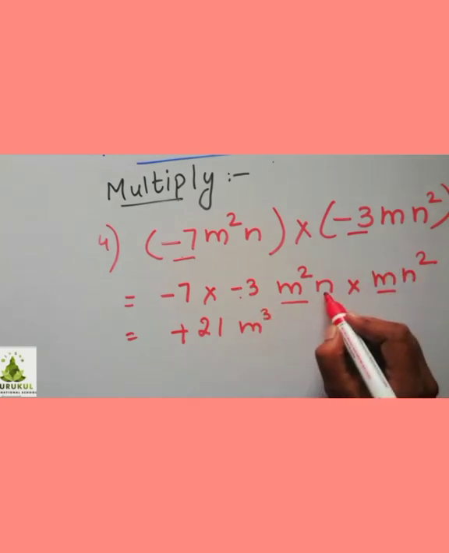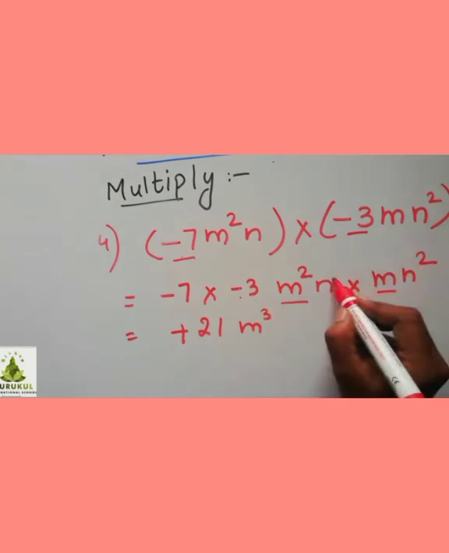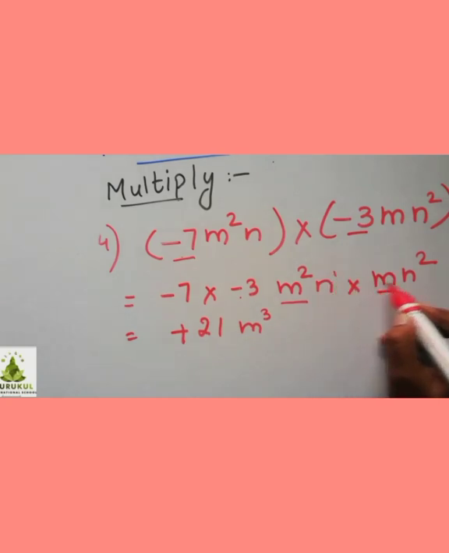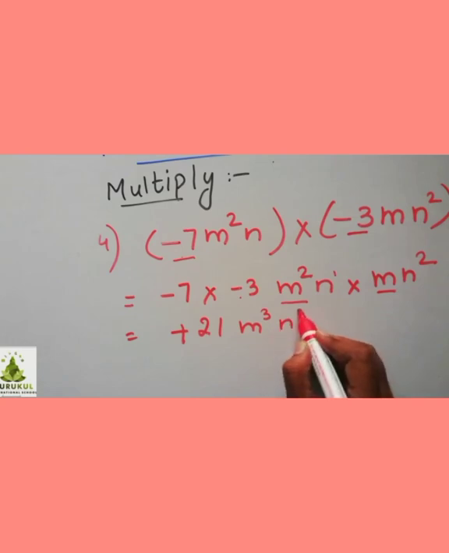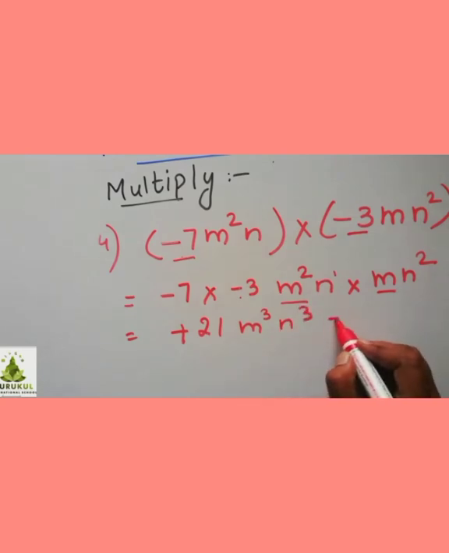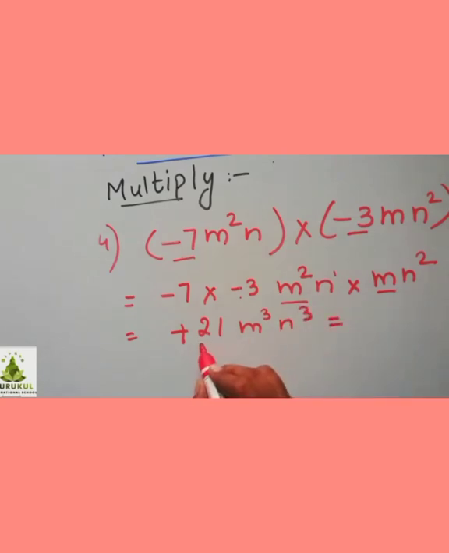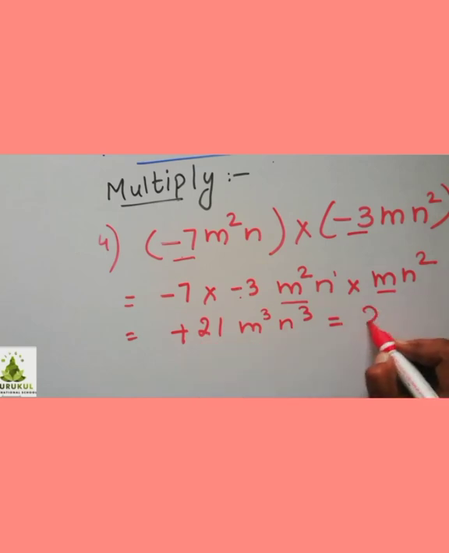Is it clear? Now n into n square. N means n raised to 1. So n into n square is n cube. Is it clear? So the final, even if you don't put plus sign with the number also will do. It is 21 m cube n cube. Copy down this.